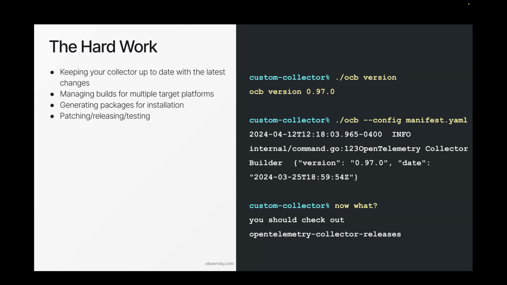One thing, we see the challenges less as building the collector. We've made that really easy. The folks that designed OCB on the collector have made that pretty simple. But keeping it up to date, managing builds for multiple targets, and if you need packages for installation, say you want something for Docker or Kubernetes, that's going to be more difficult, to do those builds and keep them up to date. And also the continuous patching, releasing, continuous integration. Those are all key things that tend to take more time.